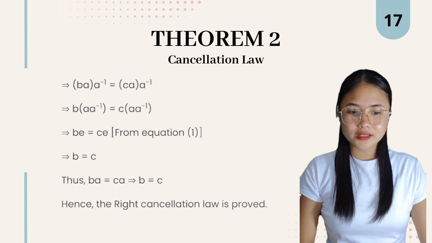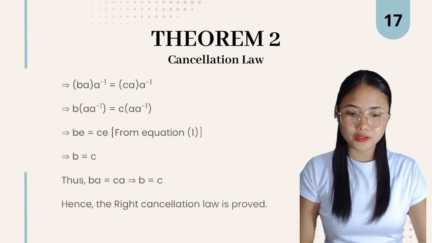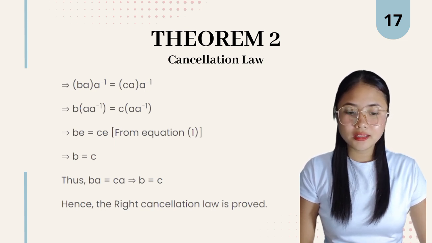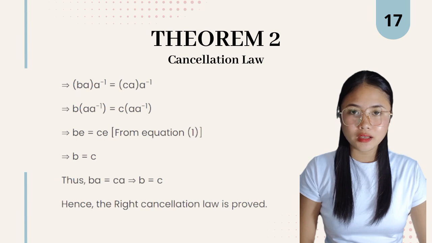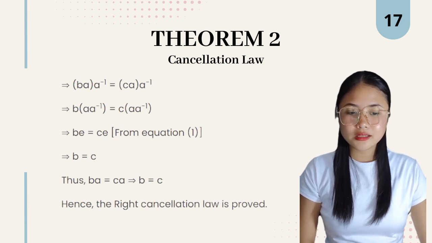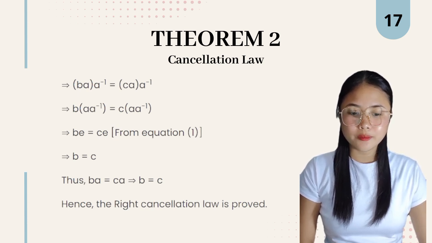BA times A inverse equals CA times A inverse, and B times AA inverse equals C times AA inverse. BE equals CE, from equation 1, so B is equal to C. Thus, BA equals CA implies B equals C. Hence, the right cancellation law is proved.